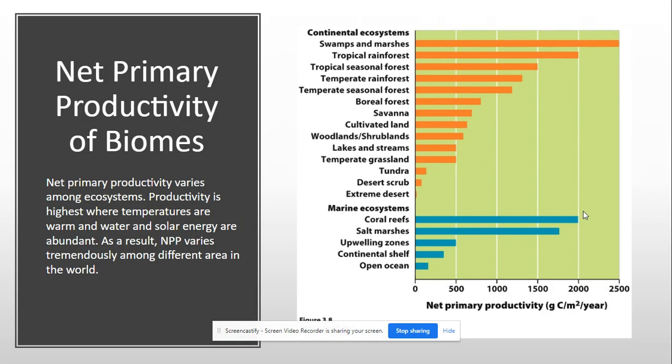We can see a pattern specifically when we look at the net primary productivity of biomes. Productivity tends to be highest where we see high temperatures, as well as lots of precipitation and available solar energy. So, in terms of continental ecosystems, swamps, marshes, and tropical rainforests tend to have very high net primary productivity versus, say, the tundra or deserts, which have either low temperatures or low precipitation. In marine ecosystems, coral reefs are very high in terms of their primary productivity versus the open ocean, which is quite low.